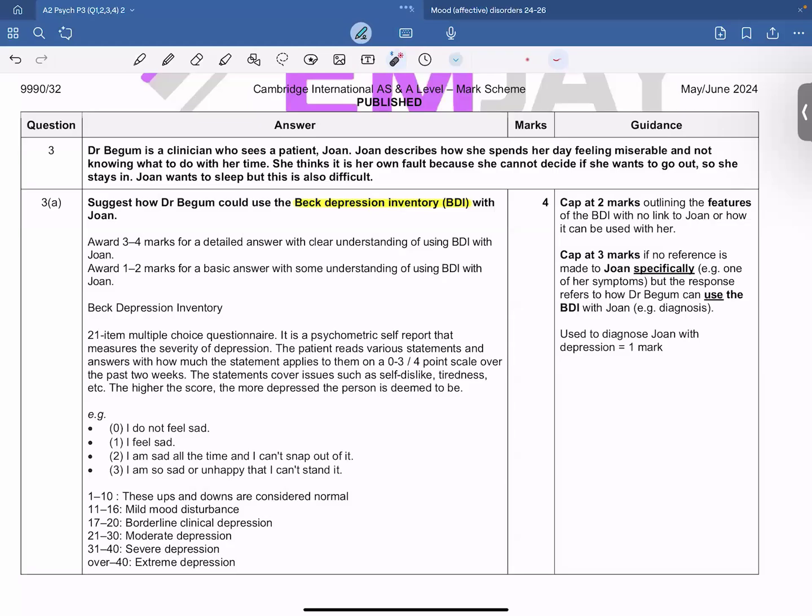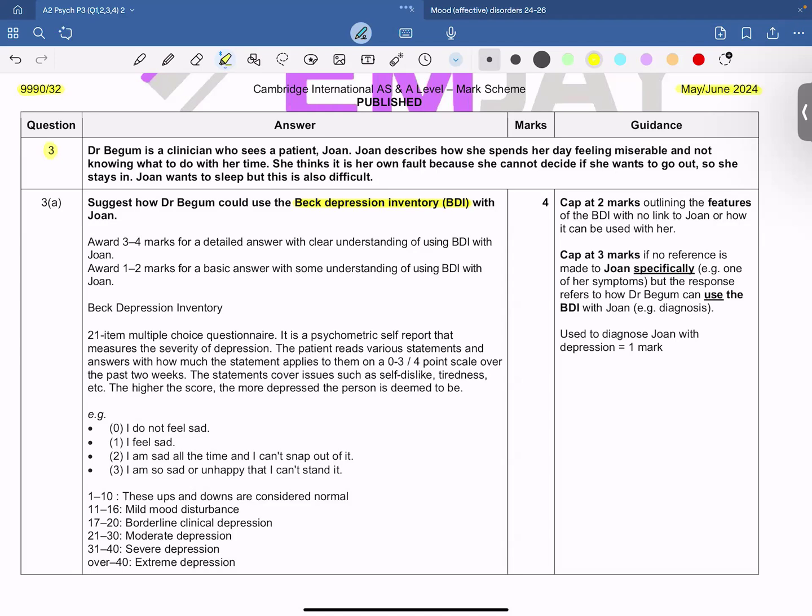Hello, everyone. In this revision lesson today, we'll be discussing Beck's depression inventory, also referred to as BDI. To be able to do so, I've picked up this paper from May-June 2024, variant 3.2, A2 Psychology, focusing on the clinical psychology questions. That is question number 1, 2, 3, and 4. Amongst those questions, this is question number 3 over here.